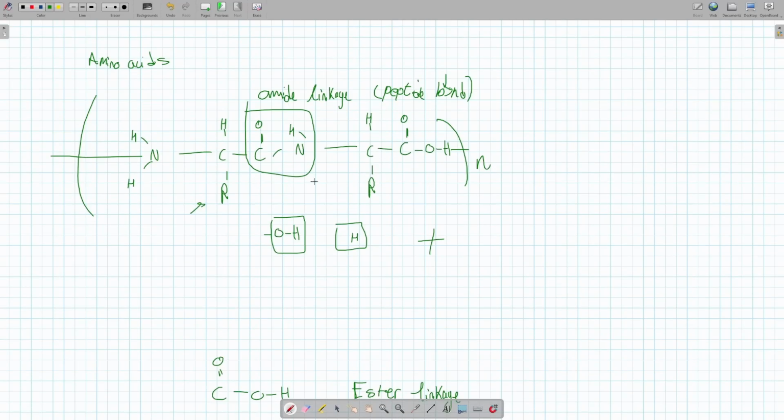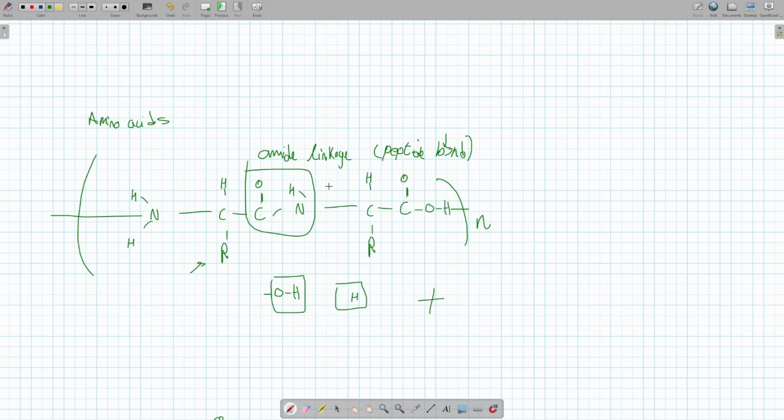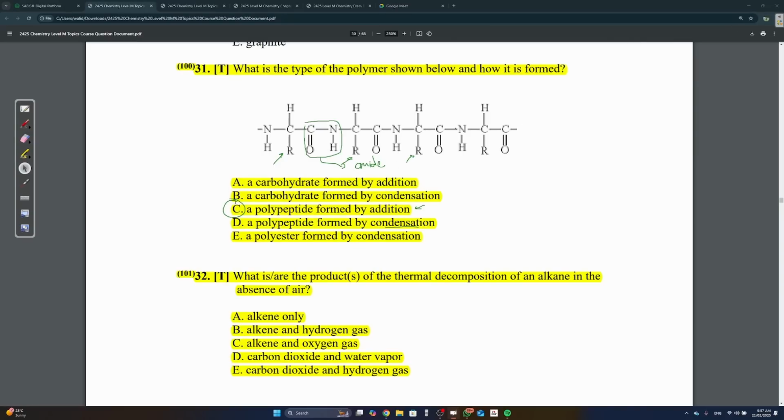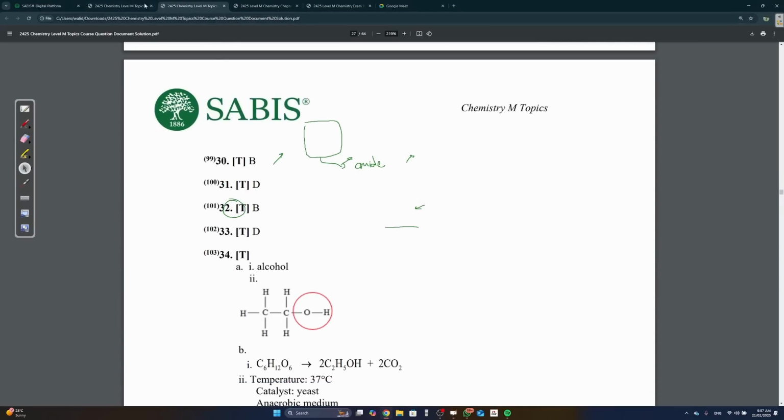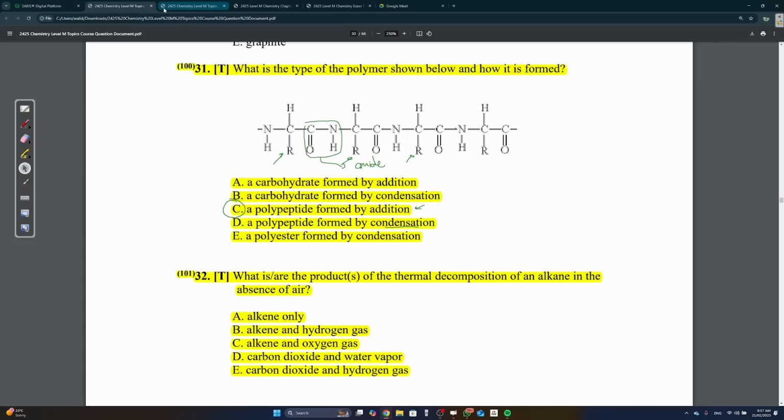And remember, what did I tell you about the proteins and amino acids? It's a natural polymer and it forms by addition. Okay, it's formed by addition. So the answer should be C. Question 31. D. Ah, my bad. Yeah, basically, it is D.